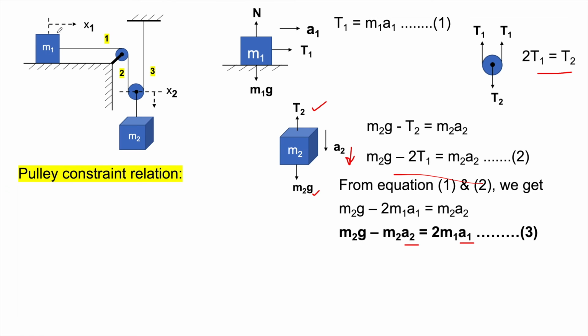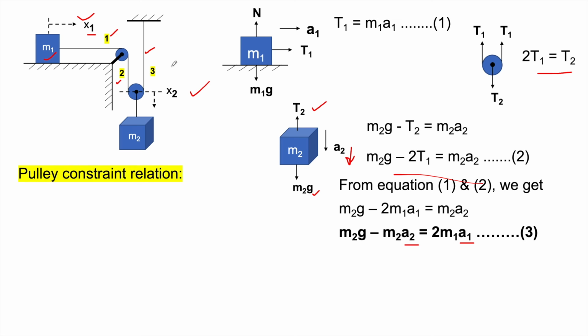Suppose that block M1 moves towards the right, and x1 is the displacement of block M1, and the movable pulley comes downward, and suppose the displacement of the movable pulley is x2. Now there are three segments of this rope: segment number 1, segment number 2, and segment number 3. As you know, the rope is inextensible, so the net change in the length of the rope will be 0. Let us find the change in each segment of the rope. If M1 moves towards the right, the length of segment 1 is decreased by x1. If the movable pulley comes downward by x2, then the length of segment 2 is extended by x2, and similarly the length of segment 3 is also extended by x2.